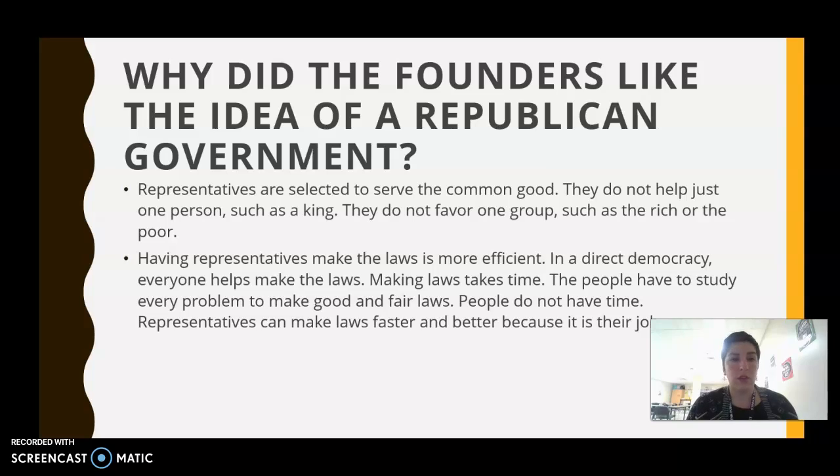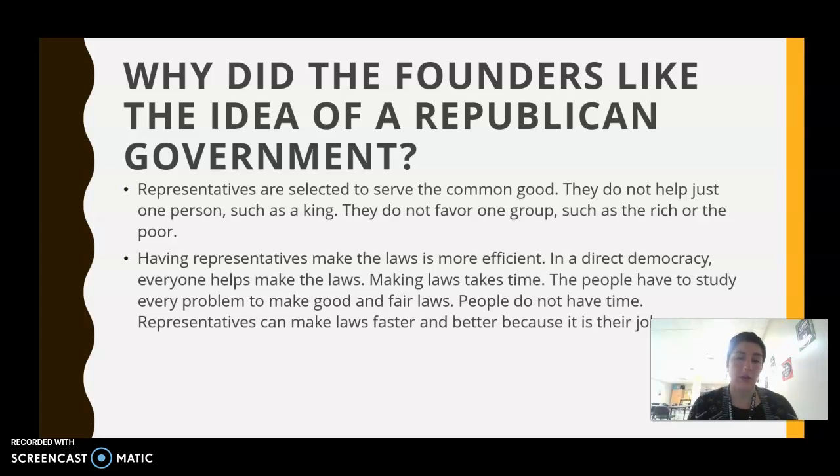Why did the founders like the idea of a Republican government? Representatives are selected to serve the common good. They do not help just one person, such as a king. They do not favor only one group, such as the rich or the poor. So representatives make sure that whatever is generally needed for all people, whatever is good for most people, that is what they do. So it should not matter how much money they make. It should not matter what their jobs are. It should not matter if they have a family or not. They are working on the common good.